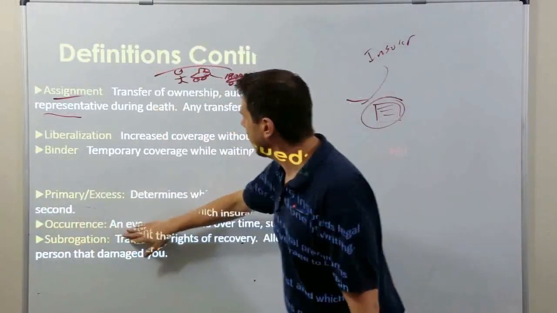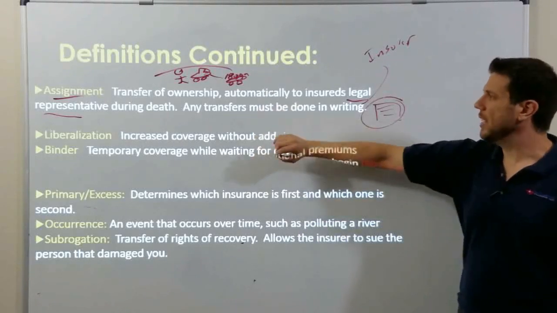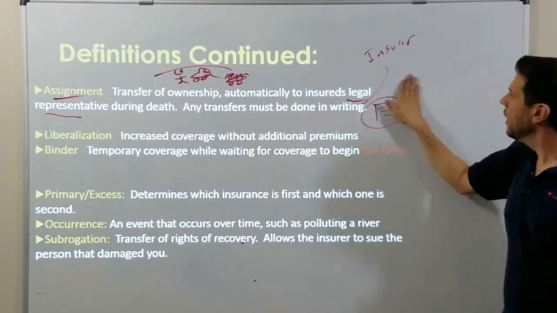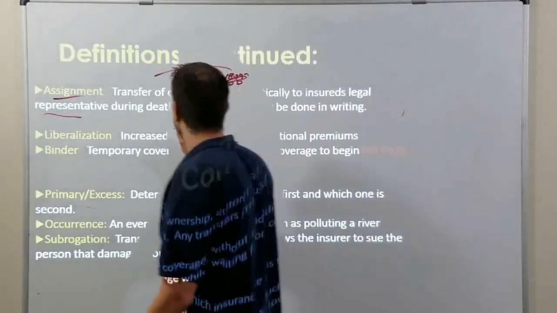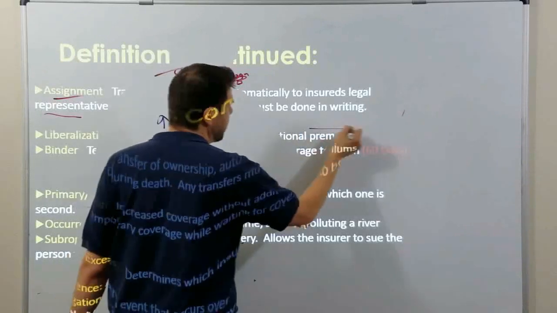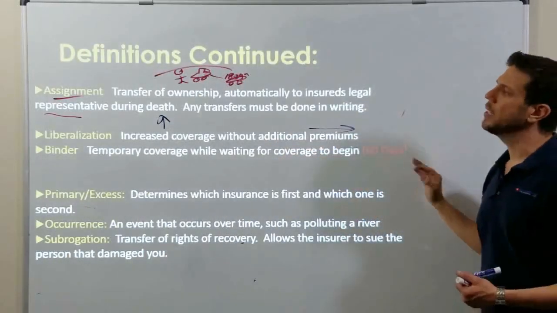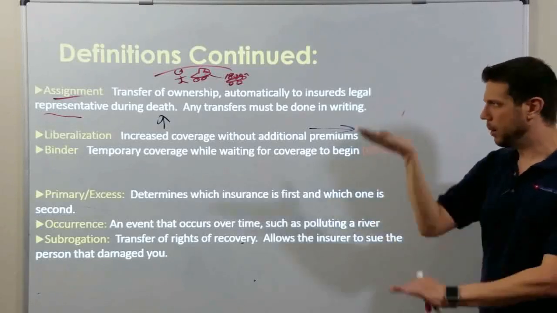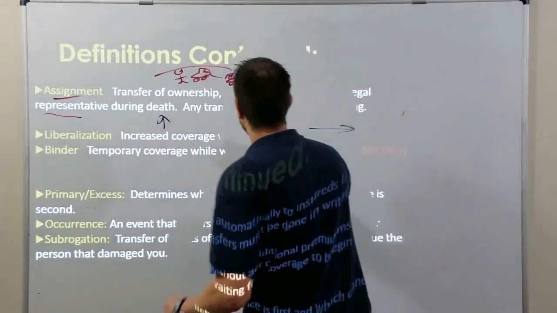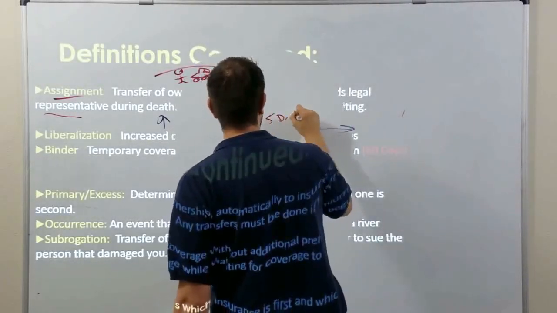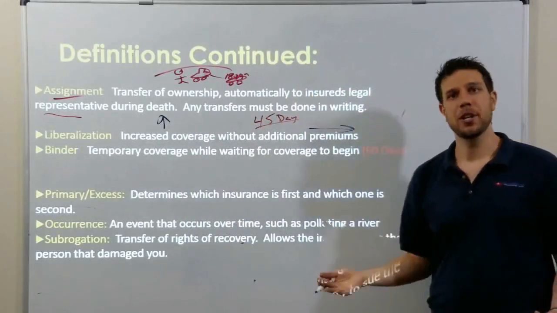We already talked about an occurrence. We already talked about primary and excess. Let's go back to liberalization because we've covered that one before. Liberalization is when the customer gets increased coverage, but their premiums stay the same. Typically, when a new state law takes effect, the insurance companies have to up your coverage, but they can't charge you any more.